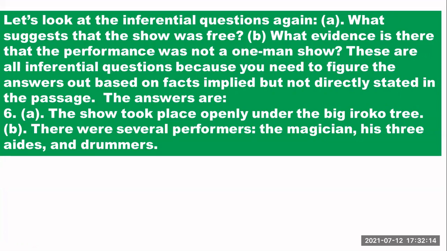This kind of question requires background knowledge, because you need to understand when a show is free and when people pay for a show. When people pay for a show, it is held in a place where you have a gate. The place is walled and there is a gate, and as you enter the gate, you pay for it. But here this is an open place under a big Iroko tree, and that suggests that the show was free. So you can understand what an inferential question is all about. It's the kind of question that requires you to interpret certain pieces of information to arrive at the answer.